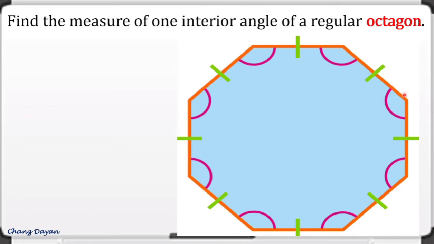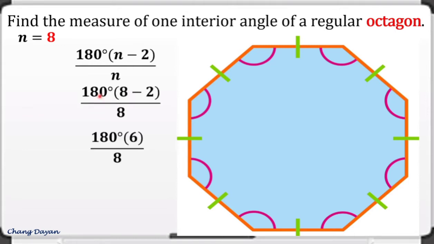The sides have equal measures. The angles have equal measures. So, we only need one interior angle. So, we have n equals 8. And the formula is 180 degrees times n minus 2 all over n. Again, this is the formula when you only need to find one interior angle of a regular polygon. So, substitute 8 to your n. And then we have 8 minus 2 will have 6 all over 8.